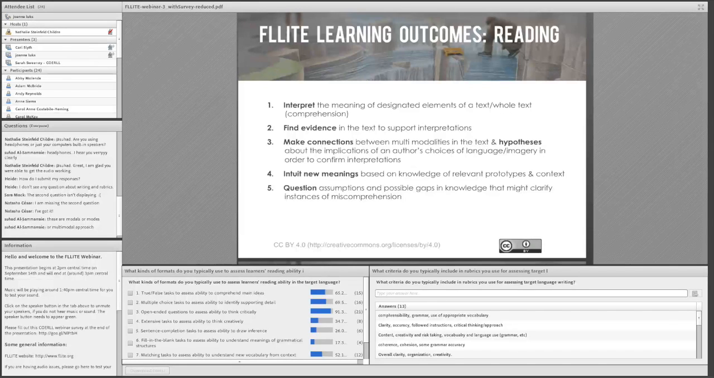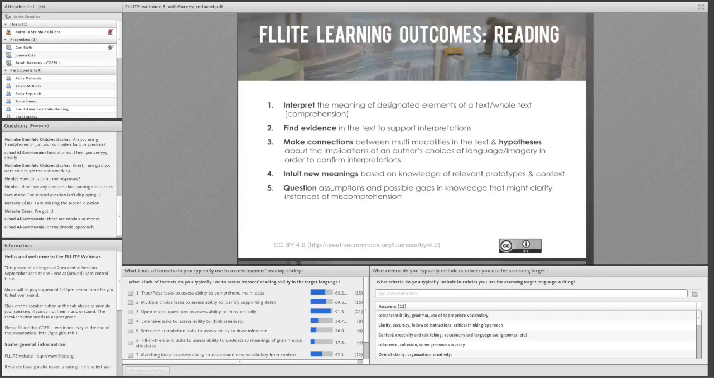The fourth is about intuiting new meanings based on knowledge of relevant prototypes and context. So we will be talking more about prototypes, but the notion of intuiting new meanings as opposed to stumbling along and just taking meaning at face value. And the last has to do with questioning assumptions and possible gaps in knowledge that might clarify instances of miscomprehension. You know, students are frustrated by not understanding things, and part of this is about helping them to gain agency instead of just glossing over, instead of stopping and saying, okay, here is this tension point in the text for me, and helping them to do something about that.